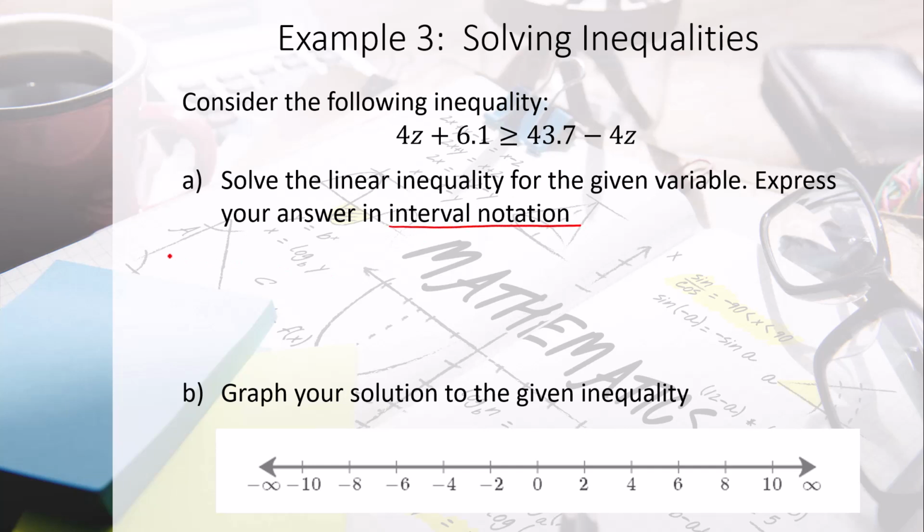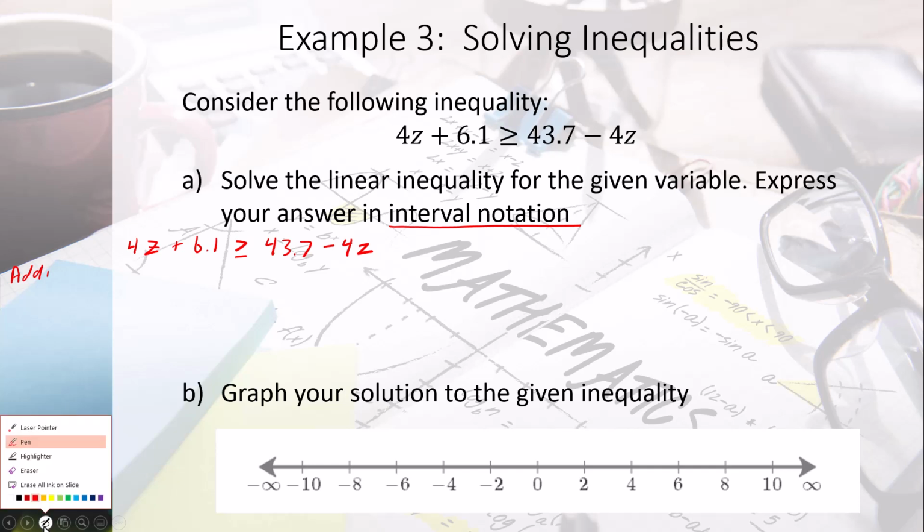Okay, so let's go ahead and do that. Let's start off with our original inequality. That is 4z plus 6.1 is greater than or equal to 43.7 minus 4z. Now, there's really nothing to simplify because we have no like terms on this side and we have no like terms on this side. So we need to go straight to the addition property of equality.